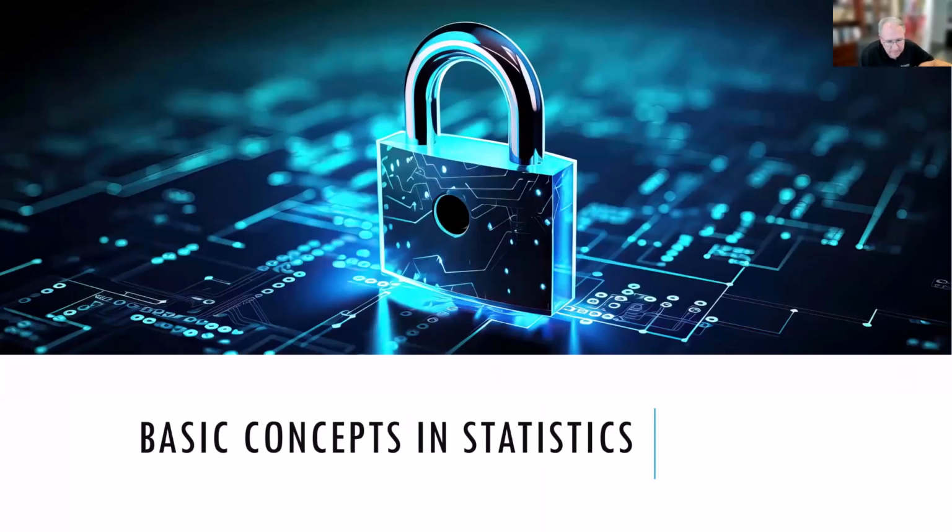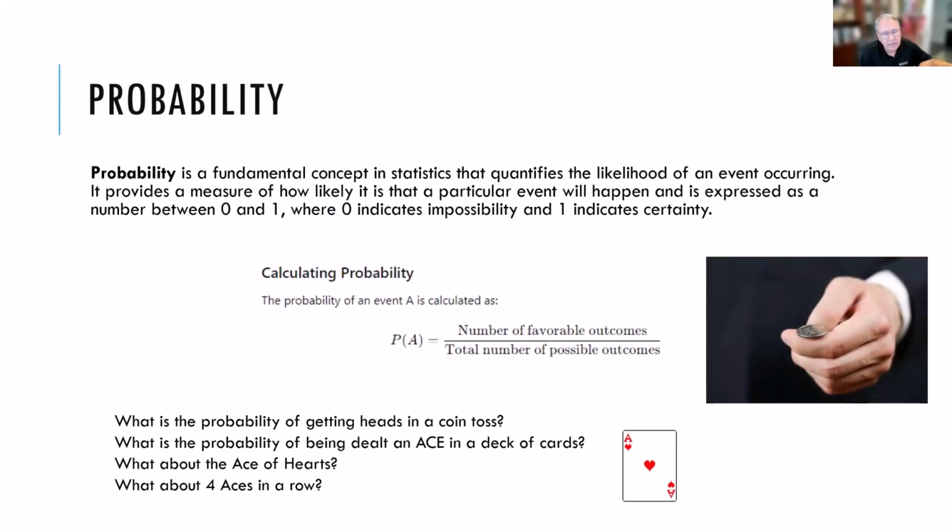So let's talk about some of the basic concepts that are used in inferential statistics. The first one is probability. It's a fundamental concept in statistics, a p-value. The p refers to probability. So it's the number of favorable outcomes divided by the total number of possible outcomes.